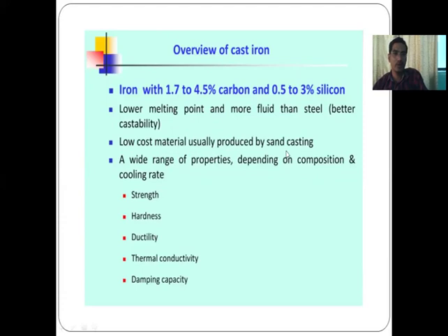It has a wide range of properties depending on the composition and cooling rate. The cast iron has good strength and good hardness. Some cast irons, like ductile cast iron, show good ductility. They also show thermal conductivity. The damping capacity is also good, that is nothing but shock absorption capacity or load carrying capacity, which is good for the cast iron. So that will be applicable for the lathe bed.